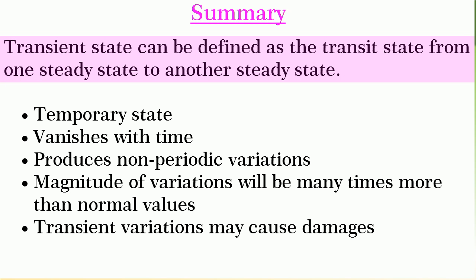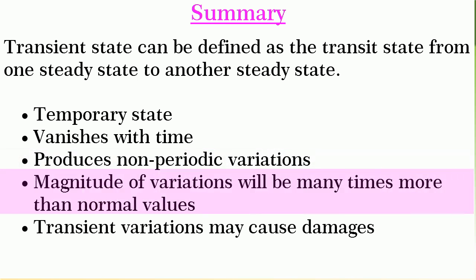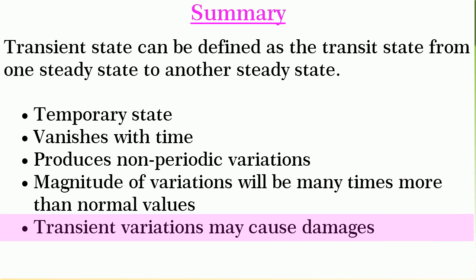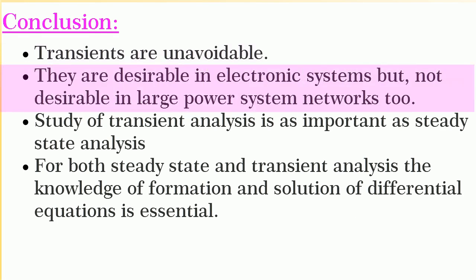We defined the transient as a transit state between one steady state and another steady state. We also learned that the transient state is a temporary state, it vanishes with time, it produces non-periodic variations, and the amplitude of variations will be many times more than those in the steady state. Transients may cause damage also, but transients are unavoidable.